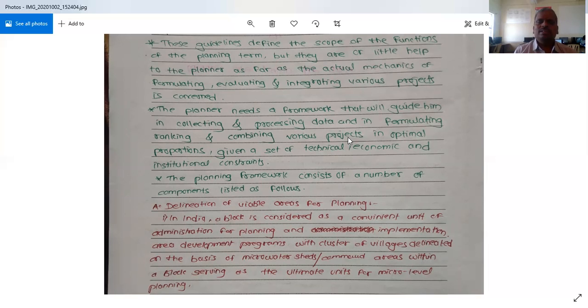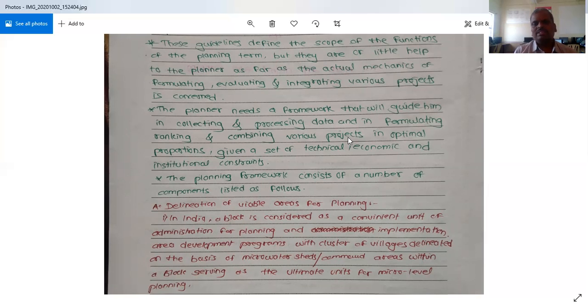The planner needs a framework that will guide him in collecting and processing data and in formulating, ranking, and combining various projects in optimal proportions given a set of technical, economic, and institutional constraints. Now, what happens whenever the planner sits for the development of the policy or the implementation of the policy, or the steps which will be helpful to implement the program in such a way that it will be helpful to the people, and the involvement of the rural people in these projects will be of good sense.